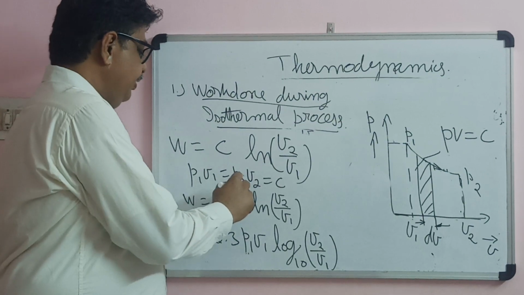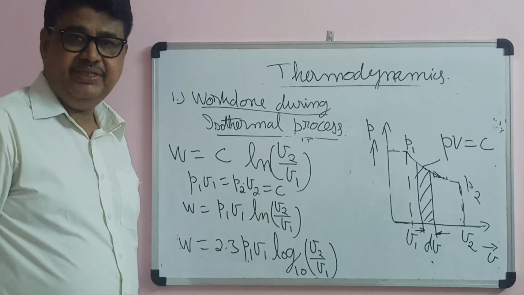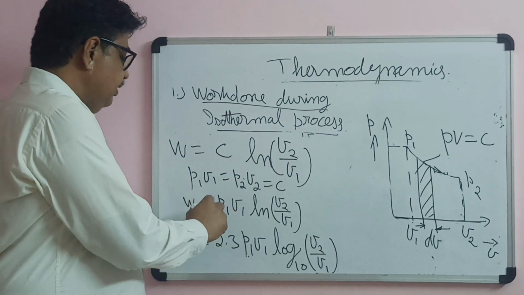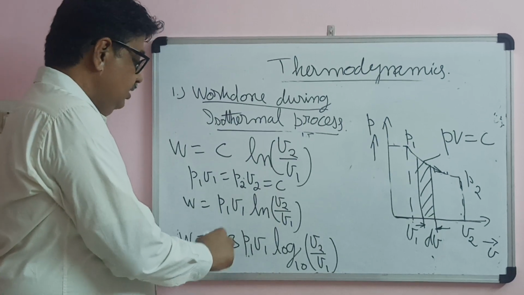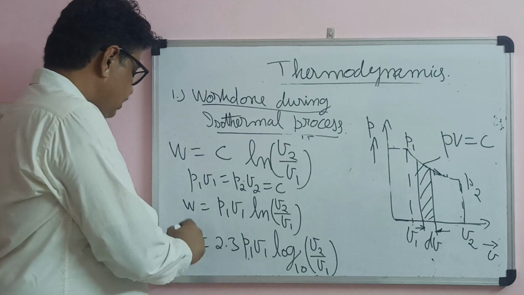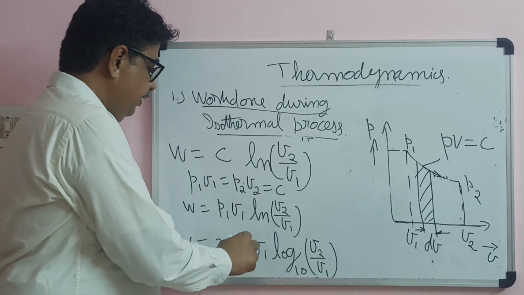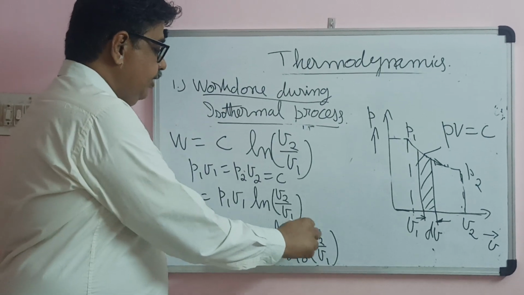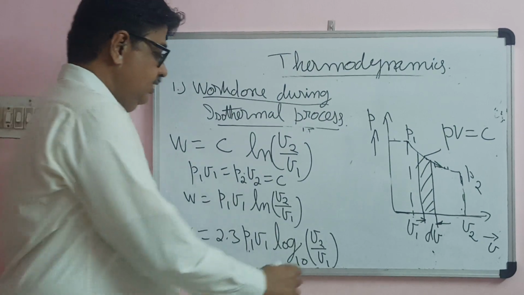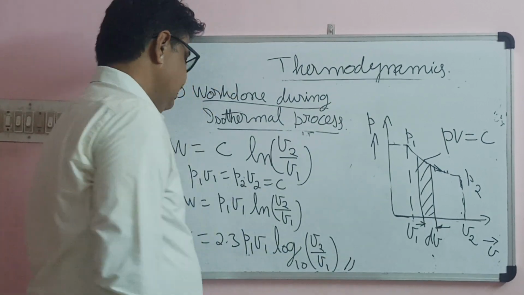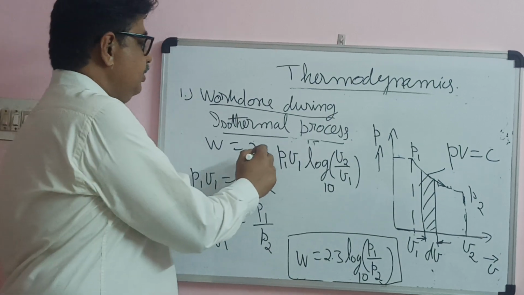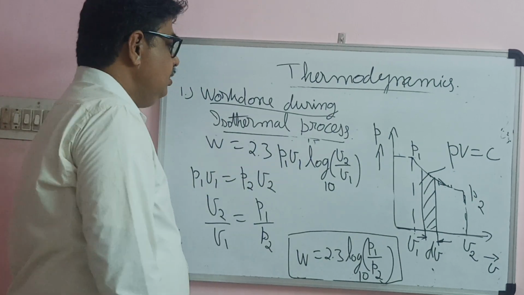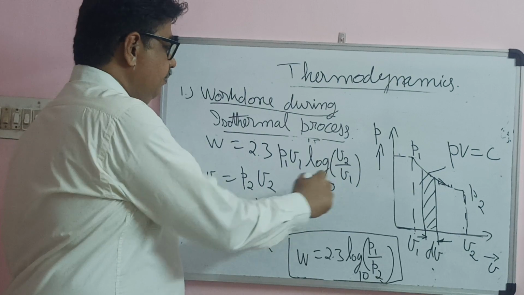P1 V1 equal to P2 V2 equal to constant. This is the equation we know. So work done is equal to P1 V1 natural logarithm of V2 by V1. Converting that into common logarithm, the work done equal to 2.3 into P1 V1 log V2 by V1 base 10. This is the work done by the gas during its expansion.